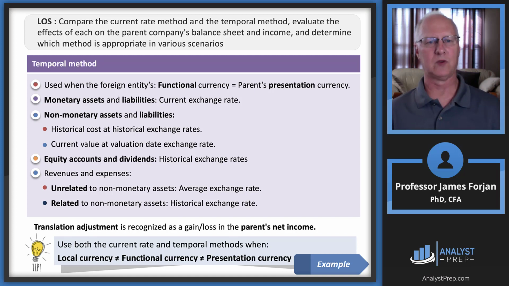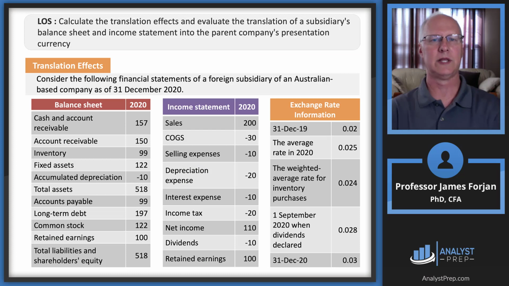Equity and dividends, historical exchange rates. And then over on the income statement, we're going to either use the average or the historical rate. And that should make perfect sense there. So let's go ahead and take a look at an example.